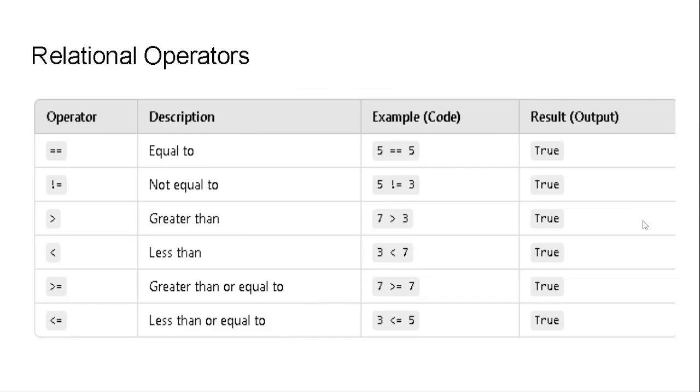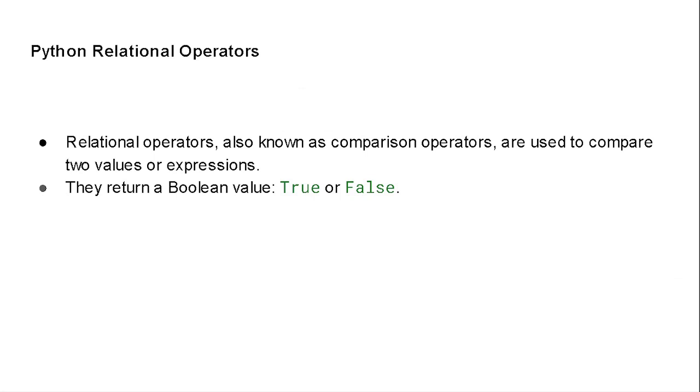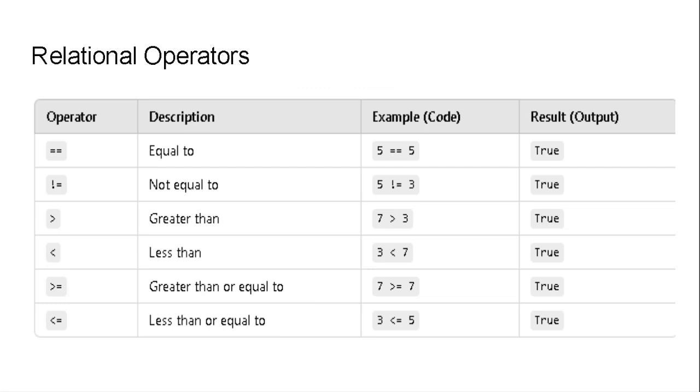Let's see the use of relational operators. Relational operators are used to compare two values and give the result as either true or false. So the relational operators are also called comparison operators. They are used to compare two values or even expressions. They will evaluate the expression and the final value will be compared. They always return the answer as a Boolean value, so you will get either true or false as the answer.